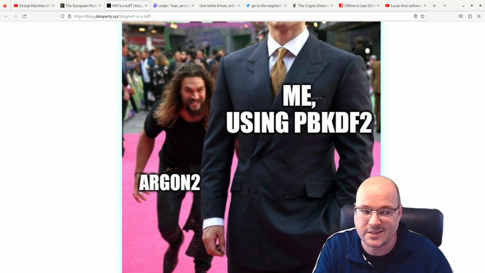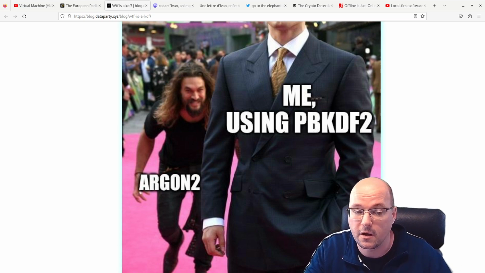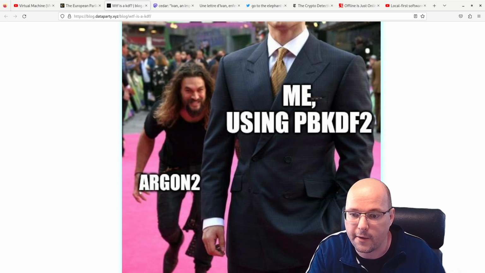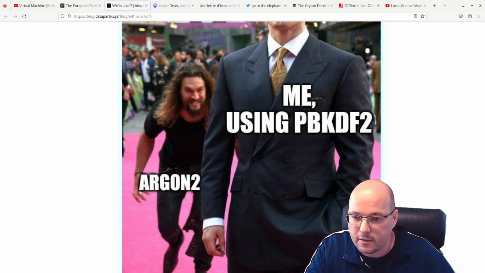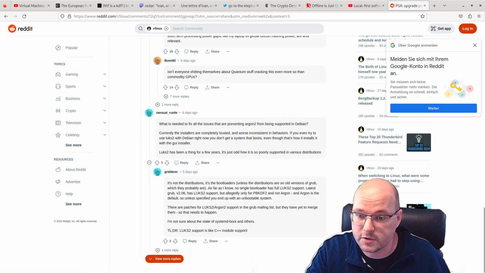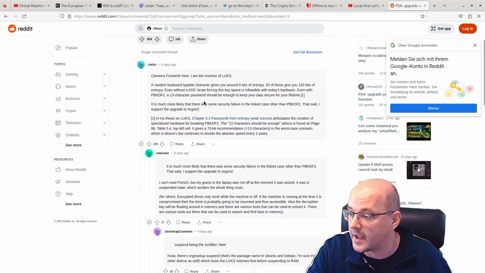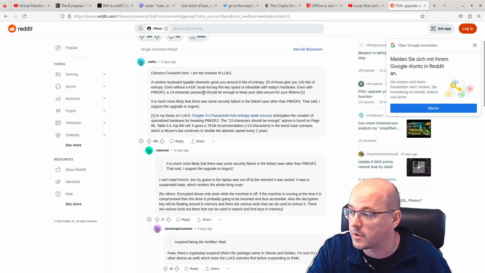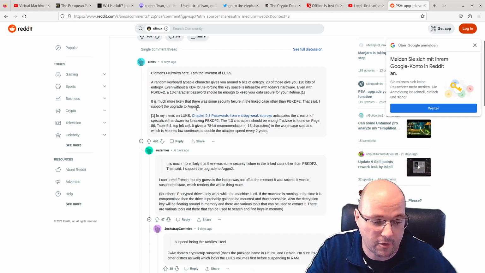So the compute speed on a GPU is insanely fast. However, the memory speed may be a bit faster, but not in that range where the compute speed is compared to a GPU and compared to a CPU. And also a very interesting comment from Clemens Fruhwirth. He's the author of LUKS, the encryption system that was used in this Ubuntu machine. And he says that with a 13 character password, you should be safe. And he thinks, and this is a quote, it is much more likely that there was some security failure in the leaked case other than PBKDF2. That said, he still supports upgrading to Argon2, this better KDF function.